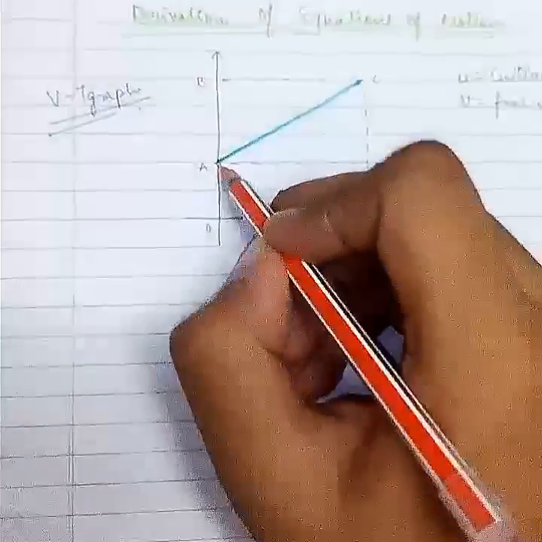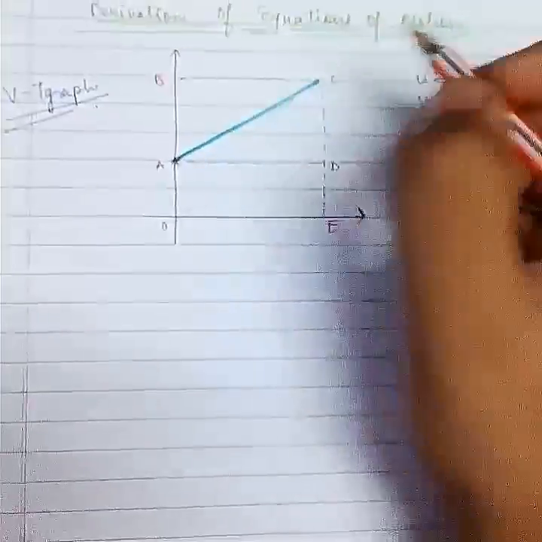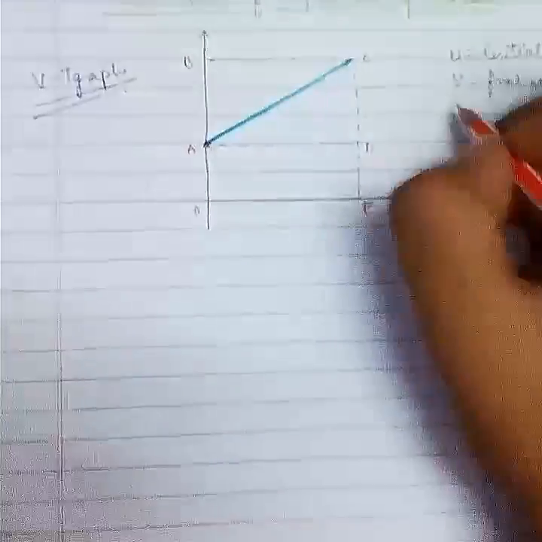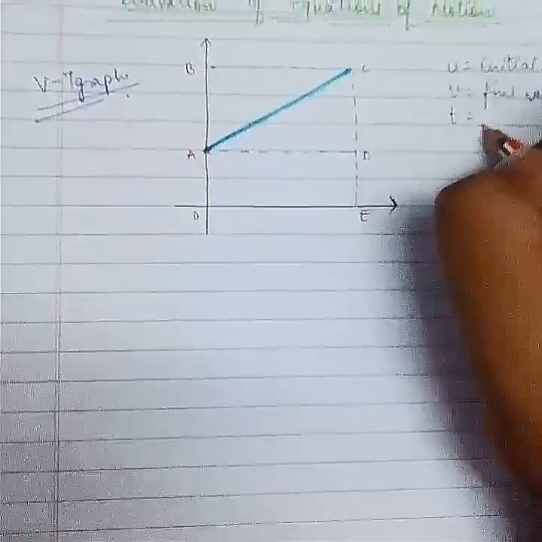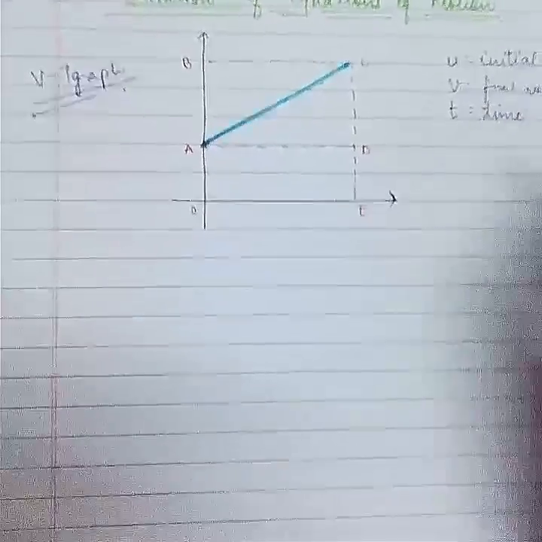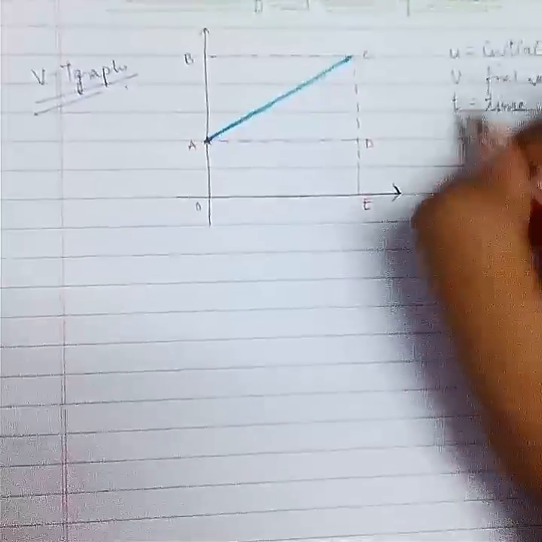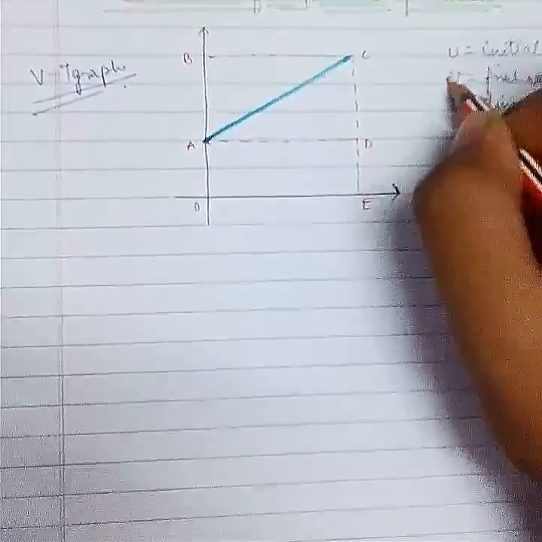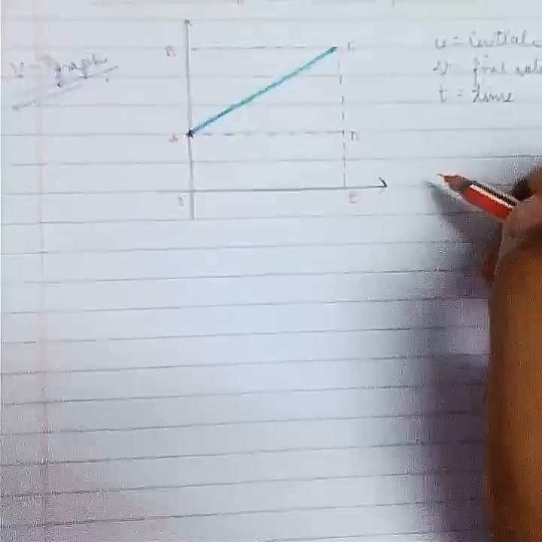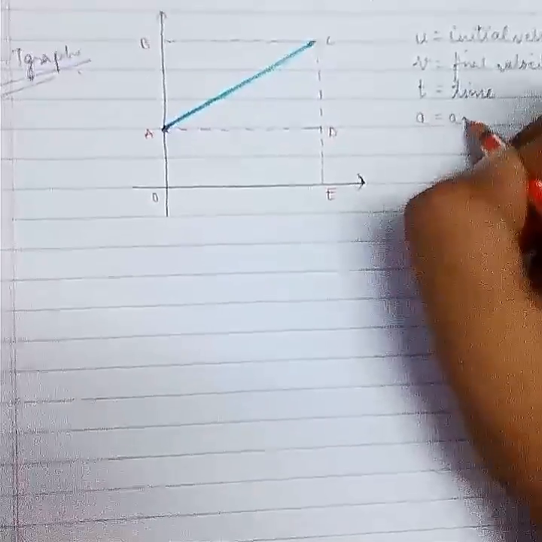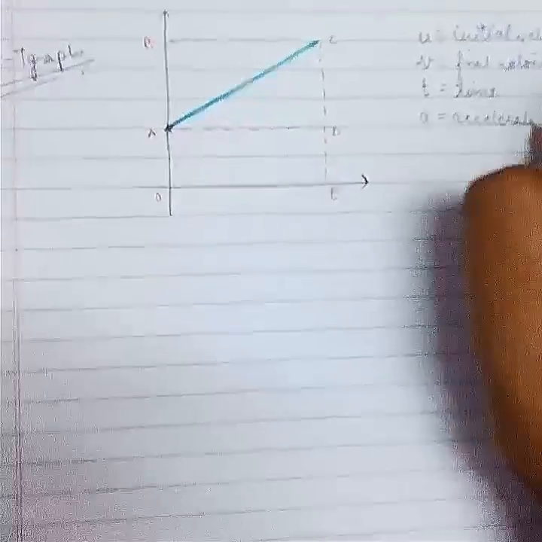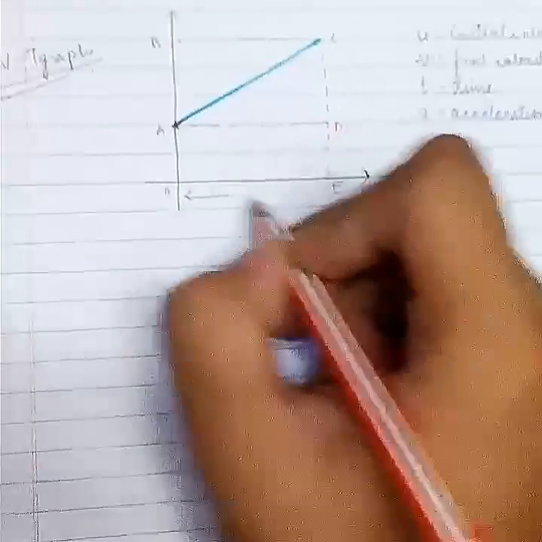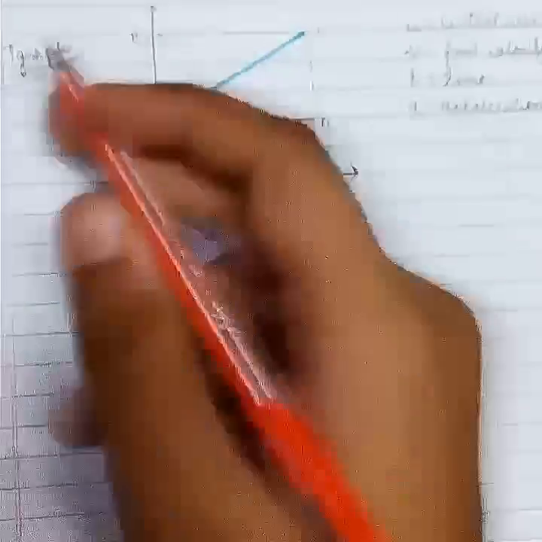Whenever the body starts moving, it acquires some final velocity v in time t seconds, so the time is t. Since the final velocity is not equal to the initial velocity, there is some acceleration, so a is equal to acceleration. Now moving back to the graph, we have this axis as time according to the v-t graph.